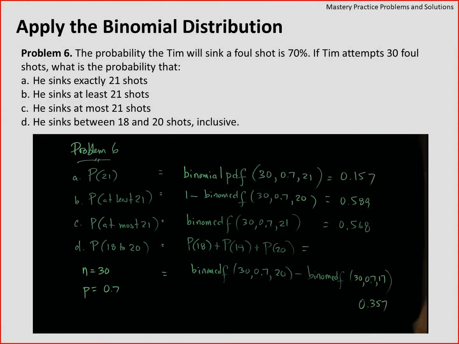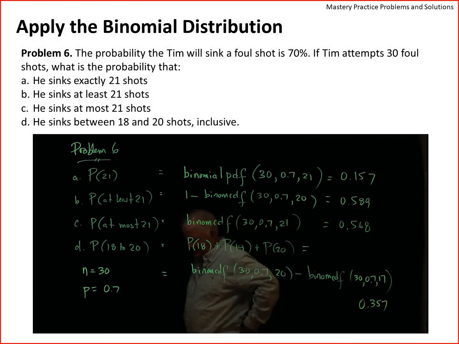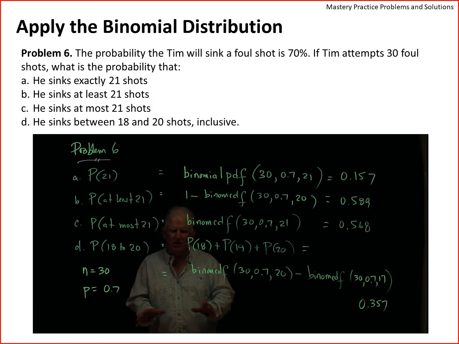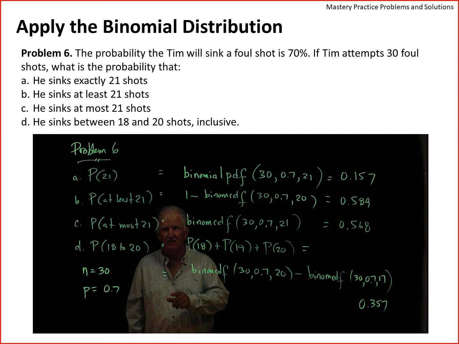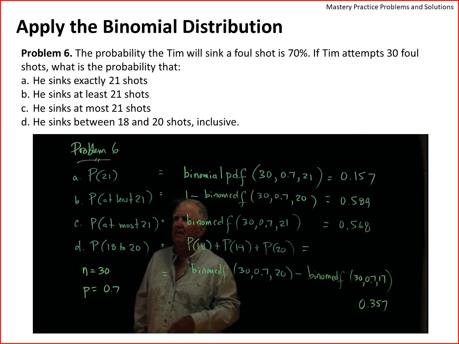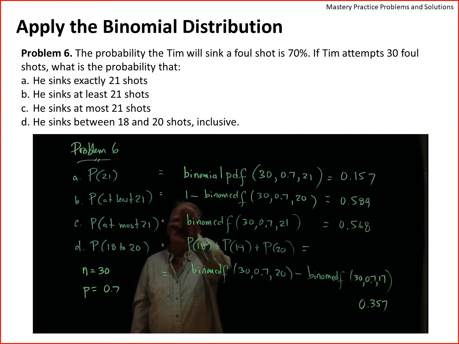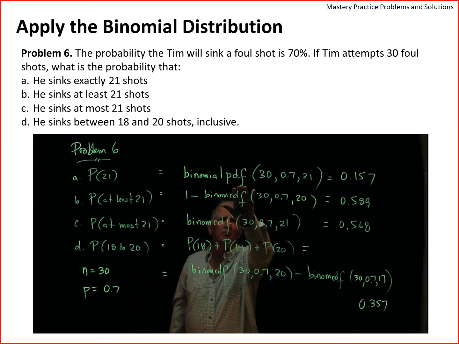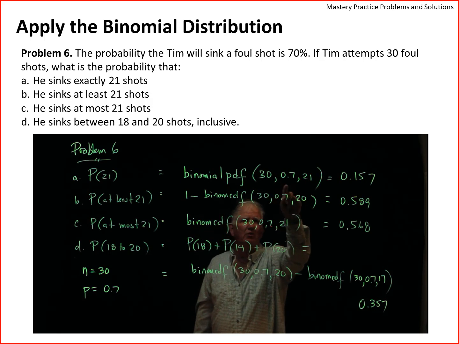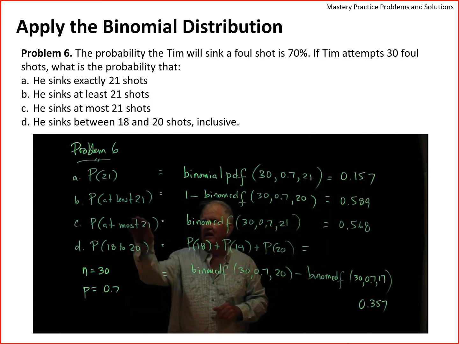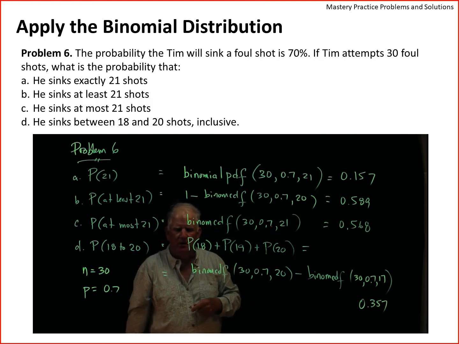Okay, problem 6, let's do this in 2 minutes, all right? Problem 6, Tim's shooting foul shots. He tries 30 foul shots. He's got a probability of success of 70%, 30 and 70. Your first ask is, what is the probability that he makes exactly 21. Exactly 21 means binomial PDF NPX, 30, 0.7, 21, 0.157.